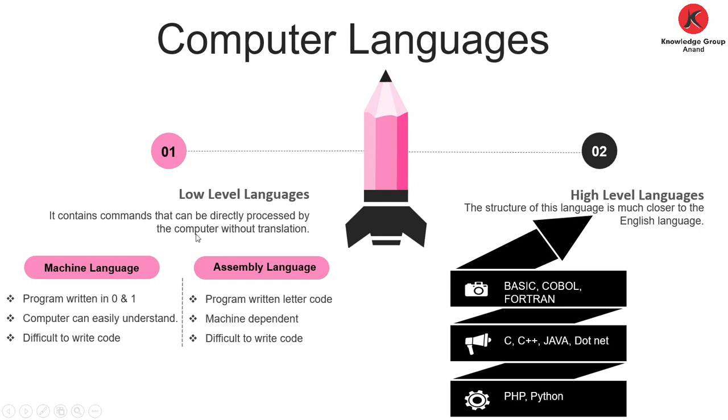Low-level languages are of two types: machine language and assembly language. Machine language is only understood by the computer, also known as binary. The program can be written only with 0 and 1. The computer can easily understand machine language, but it is very difficult for us to code. Assembly language, also a program written in letter code.